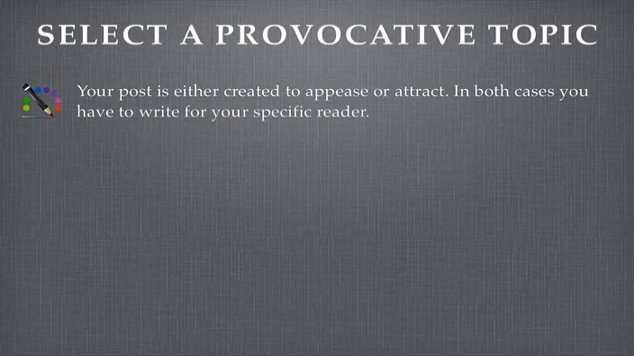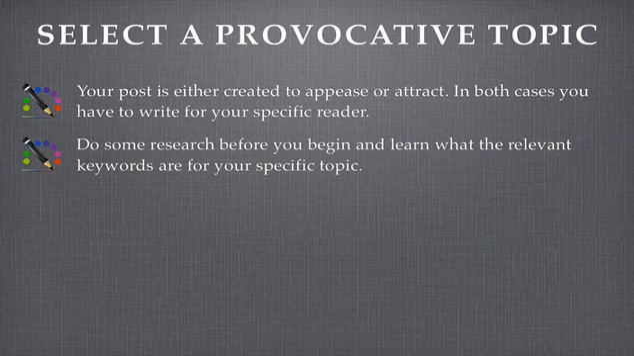You have to write for people and you have to write for the reader, which means you need to know the reader. Do some research before you begin and learn what the relevant keywords are for your specific topic. Now, it's good to know some keywords that have to do with that topic. And you could use Google, you could use trends, there's a million ways that you can find keywords that relate to the topic that you want to talk about.